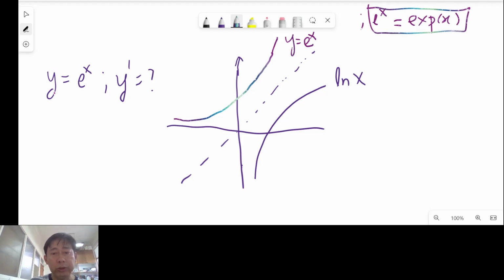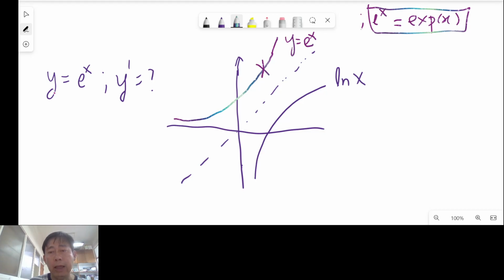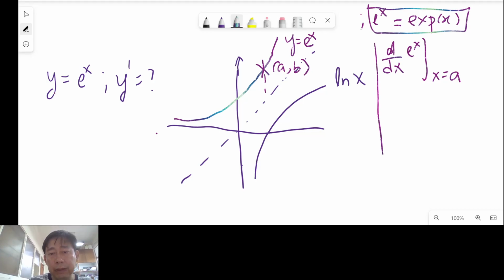So now I ask this question. What is the derivative at a point that is sitting on the exponential curve? Let's say this is a point (a, b). I want to know what is the derivative at this point. Specifically, I'm asking what is the derivative of the exponential function at the point where x equals a, where a is the location of the x value. At any arbitrary x, what is the slope of the exponential function?